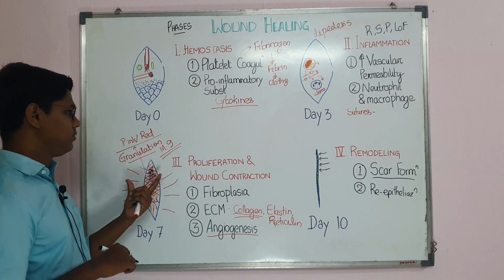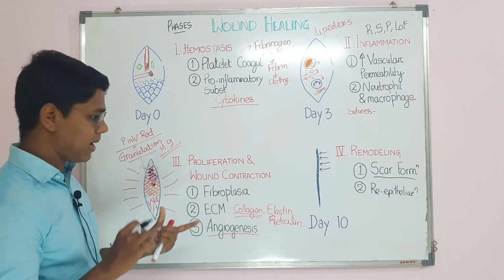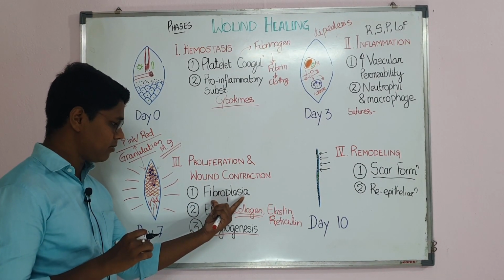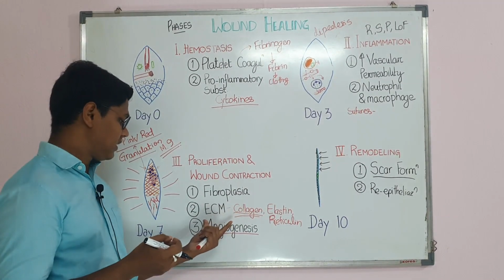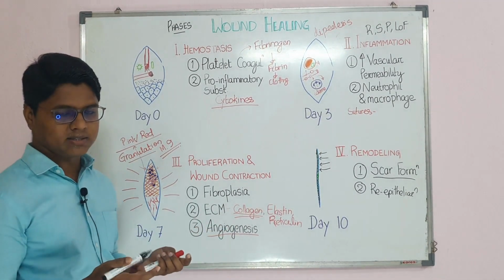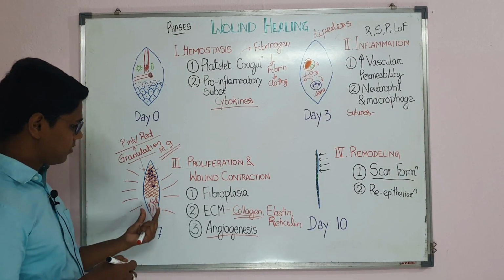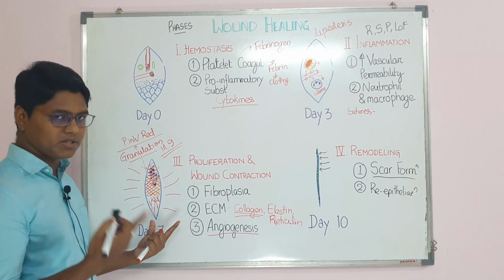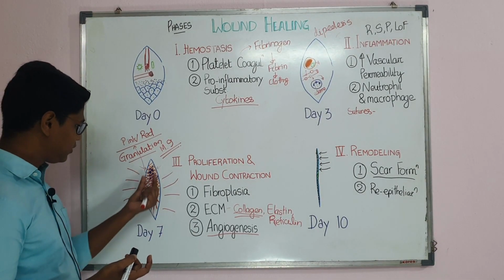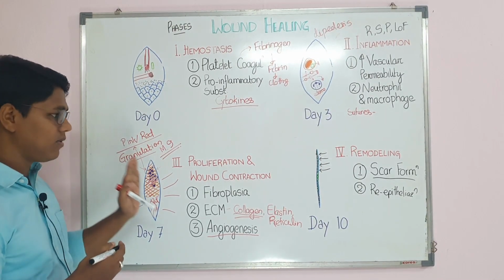Next, the body will do proliferation, there will be migration of the fibroblasts. Increase in the population of fibroblasts is known as fibroplasia. Plasia means increase. Next, they will secrete the extracellular matrix, mostly collagen, reticulin and elastin. And there is angiogenesis, that is formation of new blood vessels, and all this tissue usually looks pink or red in color, which is basically the granulation tissue.